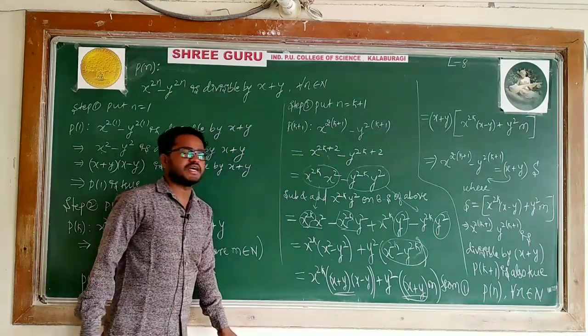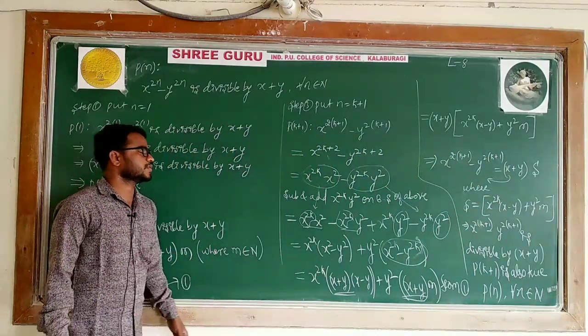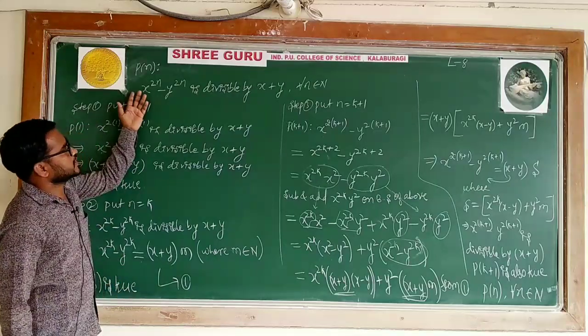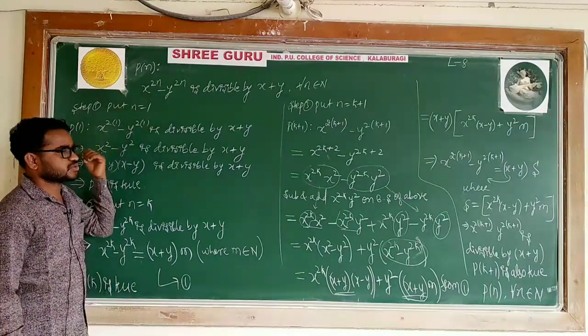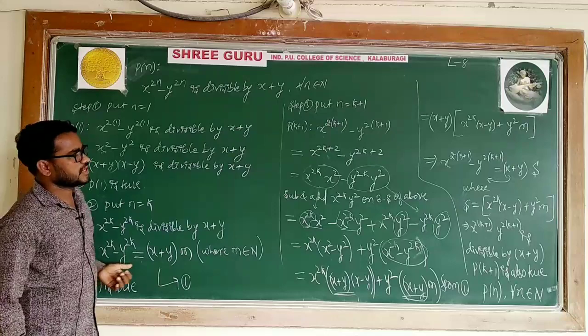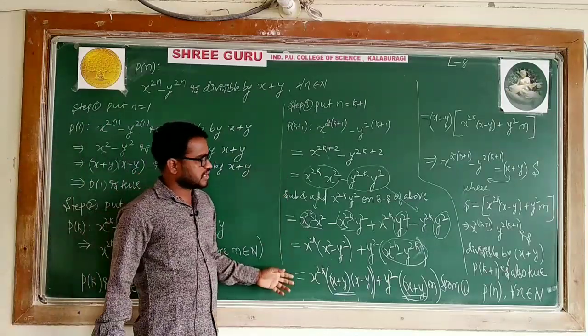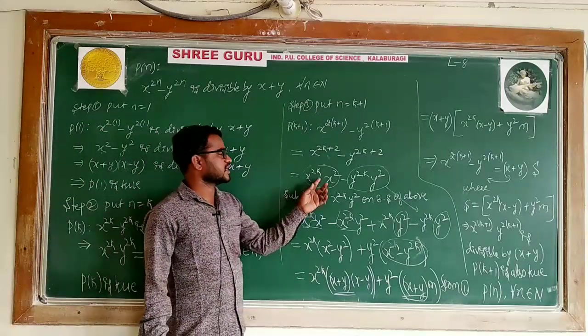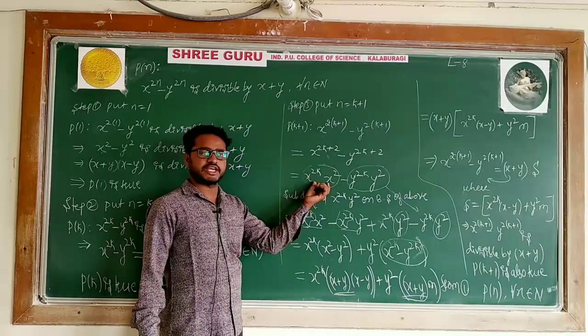Nothing more to it. As usual, I think you can do it yourself also. Take x to the power 2n minus y to the power 2n, substitute n is equal to 1, substitute n is equal to k, substitute n is equal to k plus 1, and then you can simplify. The thing is, from this one you can take x to the power 2k.